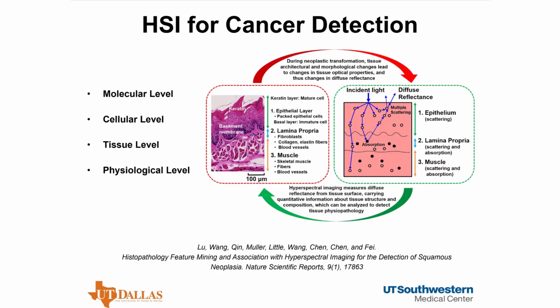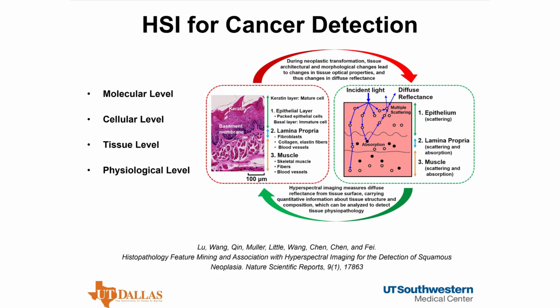So what is the premise of using hyperspectral imaging for cancer detection, for example? During the neoplastic transformation, tissue architecture and the morphologic change lead to the change in tissue optical properties and lead to the change in diffuse reflectance. So hyperspectral imaging measures the diffuse reflectance from tissue surface, carrying quantitative information about the tissue structure and the composition, which can be analyzed to detect tissue physiopathology.